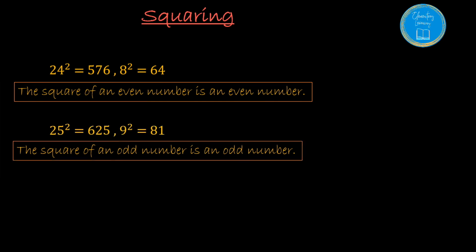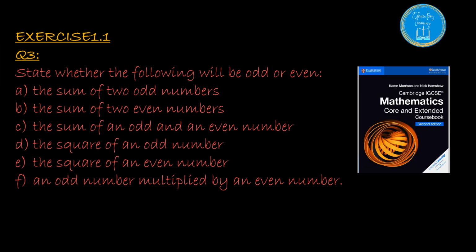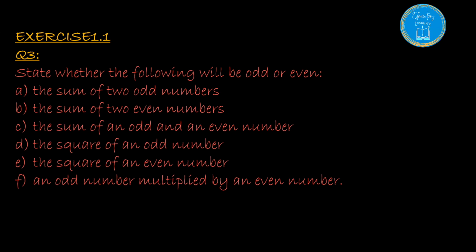Now we will move towards the exercise of this topic, which is question number 3 of exercise 1.1 of IGCSE Core and Extended Mathematics Coursebook by Nick Hamshaw and Karen Morrison. The question is, state whether the following will be odd or even. Part A, the sum of two odd numbers. Part B, the sum of two even numbers. Part C, the sum of an odd and an even number.